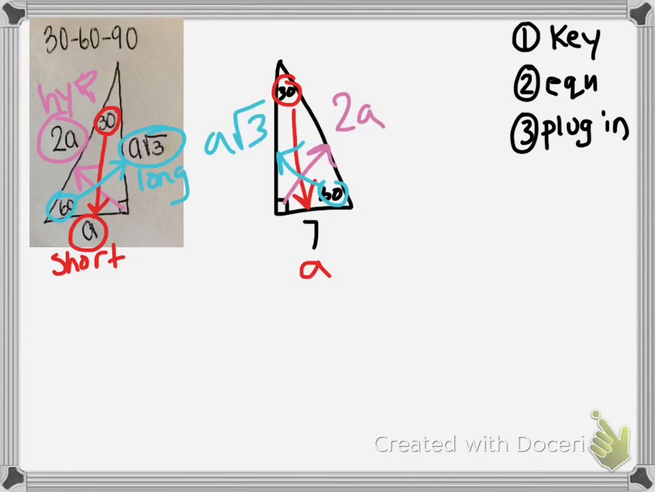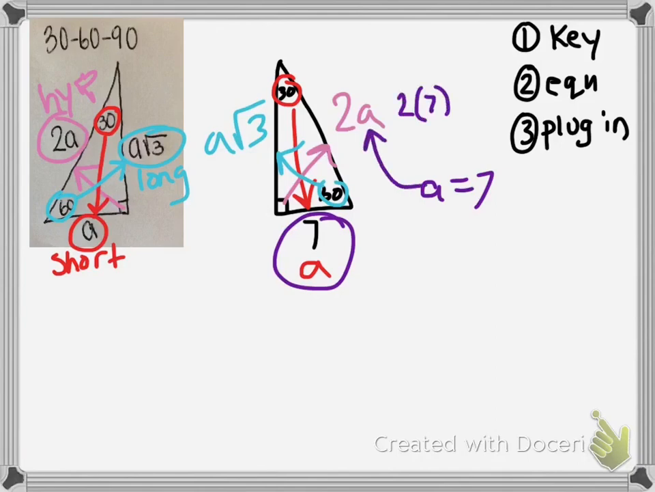All right, I need to do my equation. So I am going to find the only side that has 2 things. There it is. I make my equation, a equals 7. I solve my equation, which I really don't have to do. It's already solved for me. I have a equals 7. So I'm going to plug that in now. A is 7, so this is 2 times 7, which is 14. That side has a length of 14.